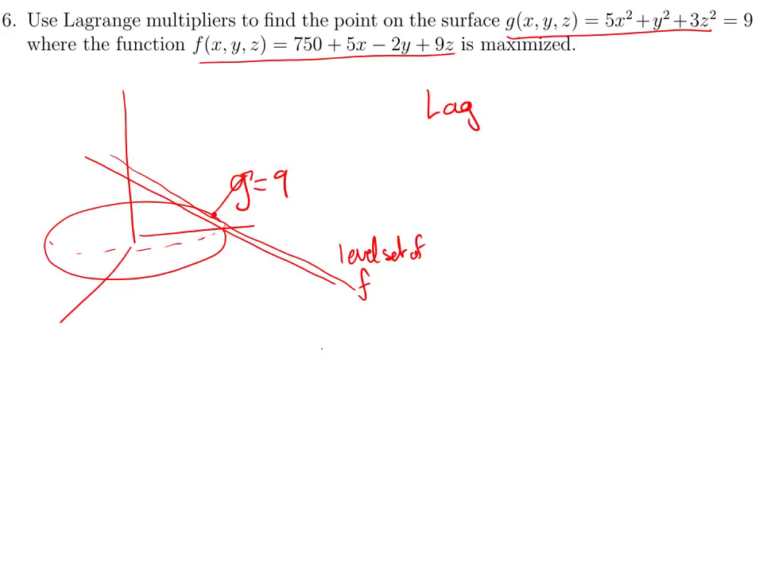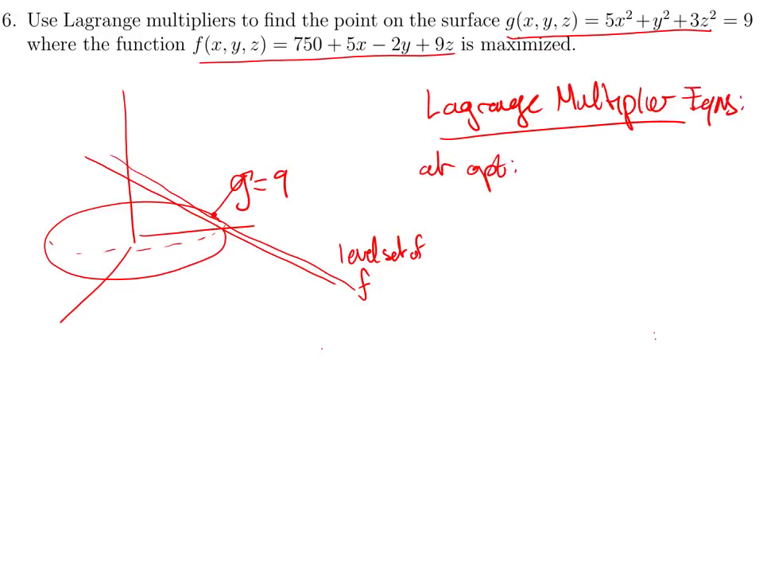So the Lagrange multiplier equations tell us that at the optimum, two things happen. The gradient of g is parallel to the gradient of f, and g is equal to 9. That's just given. So now let's compute these things and solve them to find some candidates for what this point is. We don't know a priori that there's only one, but let's just write down the equations.